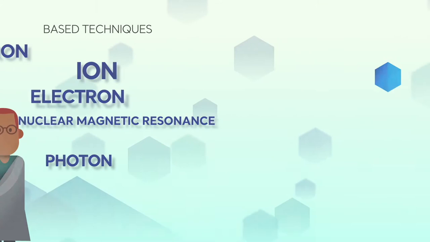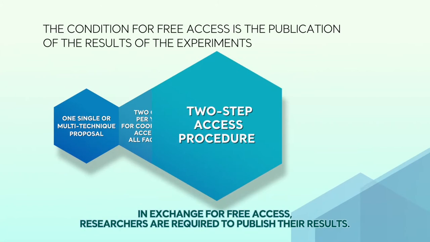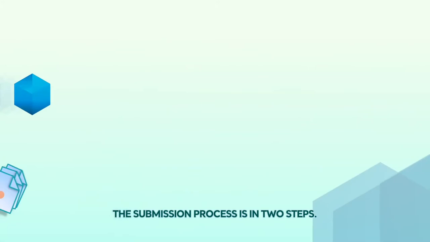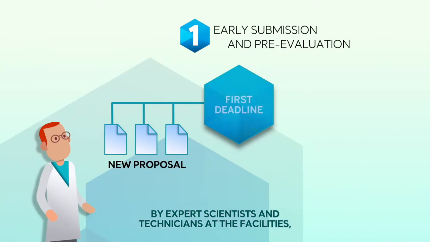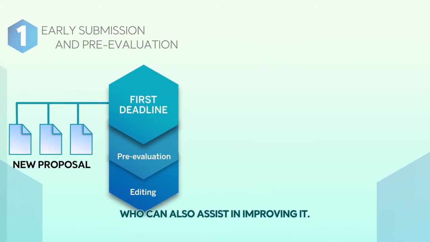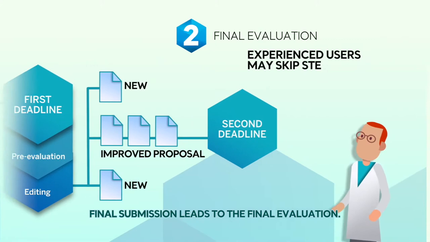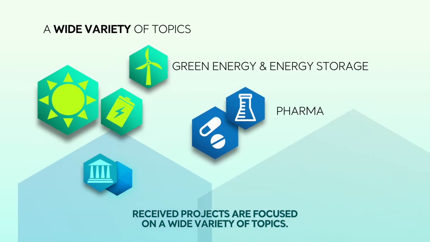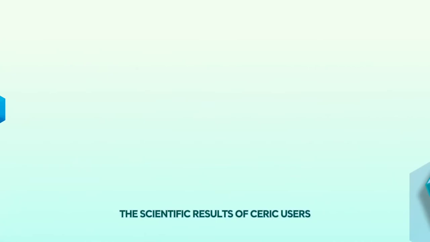In exchange for free access, researchers are required to publish their results. The submission process is in two steps. Pre-submission allows evaluation of the proposal by expert scientists and technicians at the facilities who can also assist in improving it. Final submission leads to the final evaluation. CERIC's offer has been met with enthusiasm and interest by the research community worldwide. Received projects are focused on a wide variety of topics. The scientific results of CERIC users have been published in top-rated international journals.